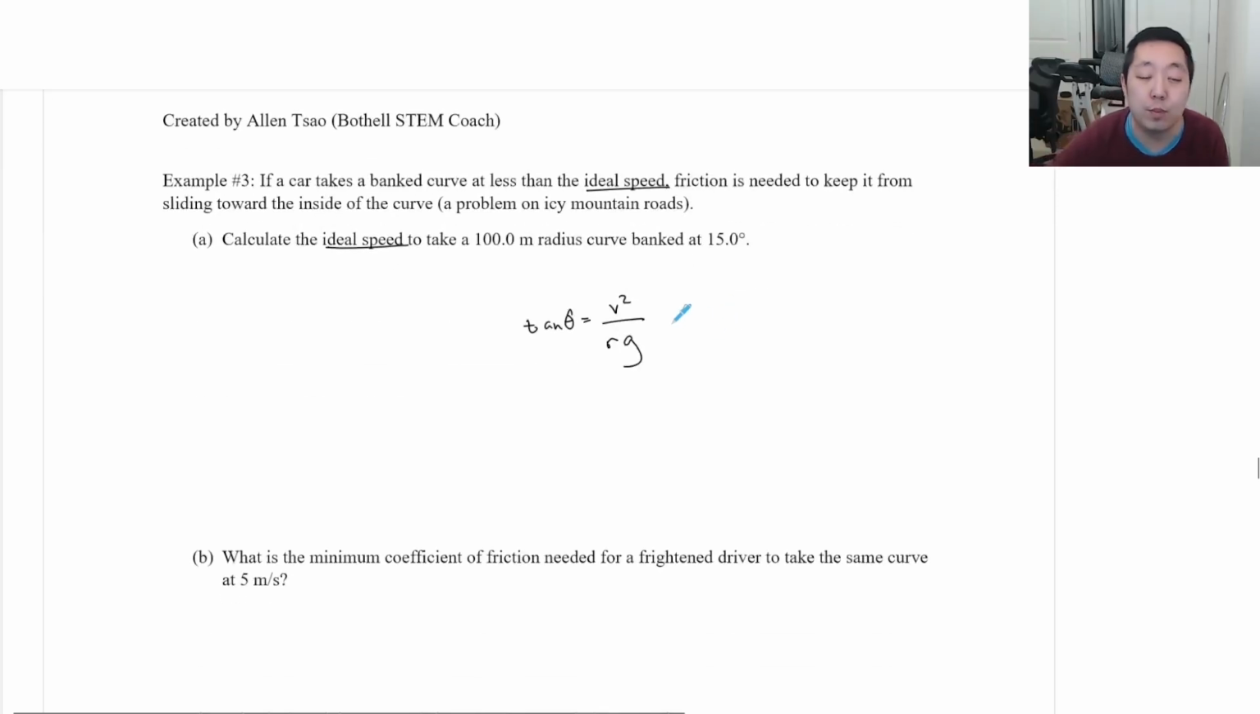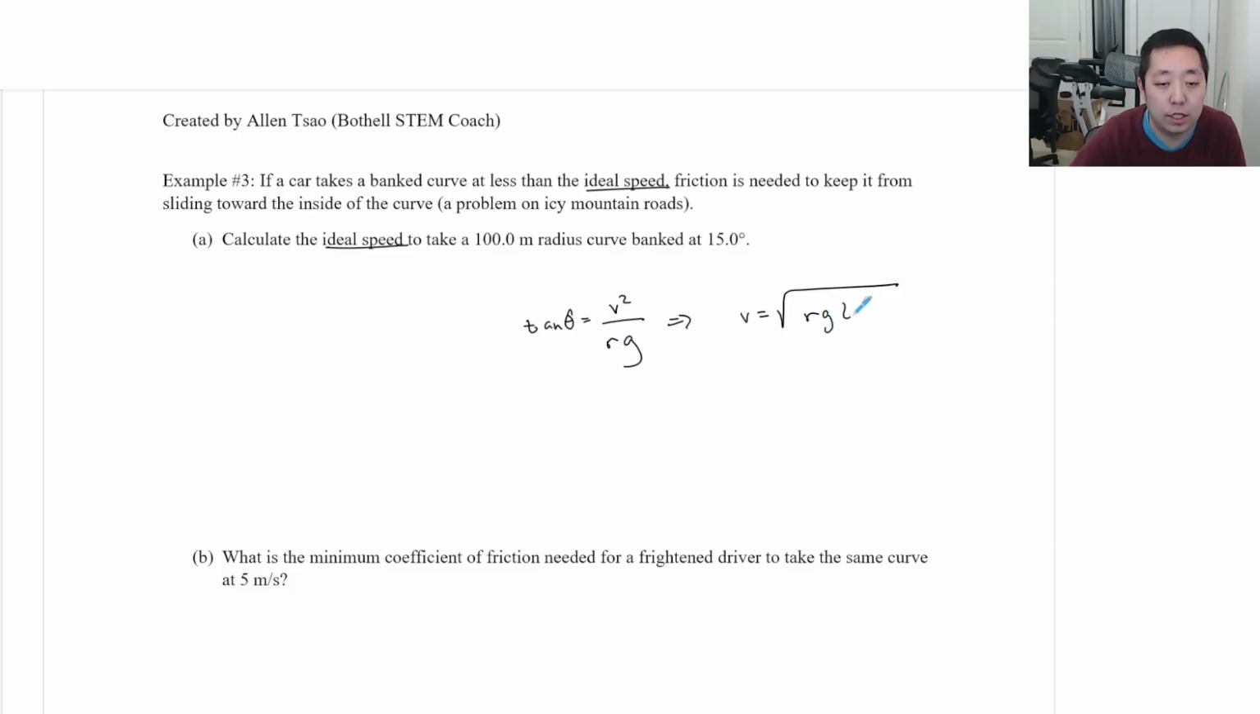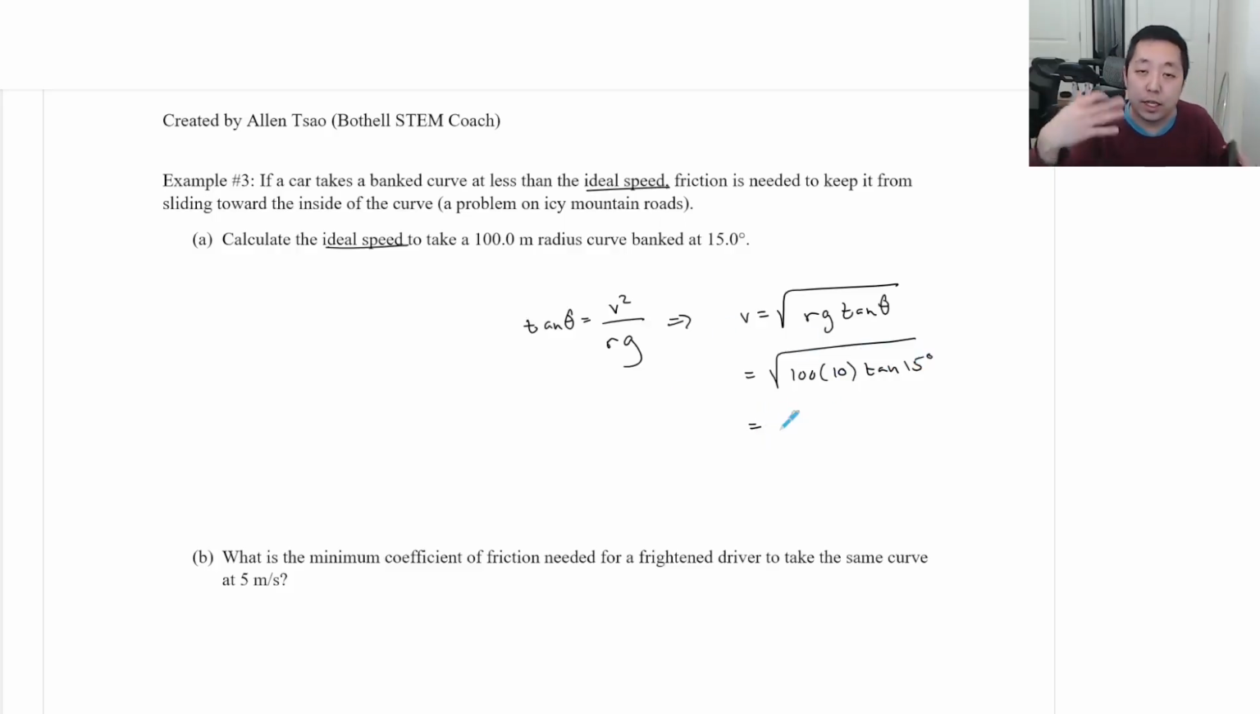I don't recommend you memorize this equation. Just remember how you're going to do that, but that's how we deal with ideal. So the ideal speed is really the square root of rg tangent of theta. So that's the square root of the radius, 100, times 10 times tangent of 15 degrees. But go through that process, right? Draw the free body diagram. I get 16.4 meters per second.